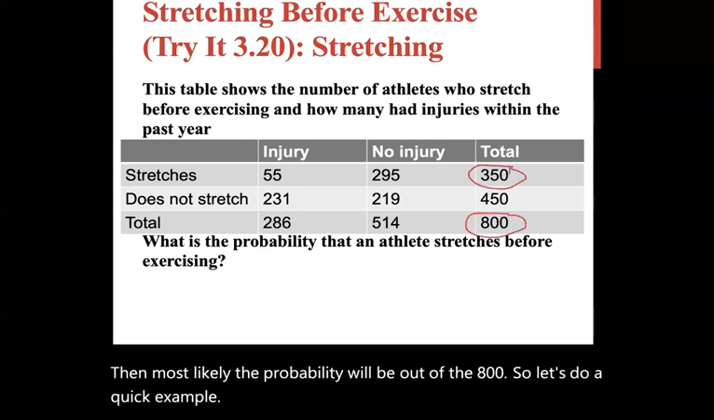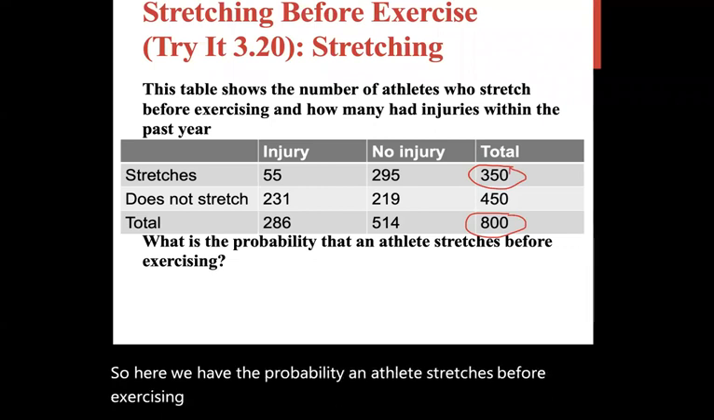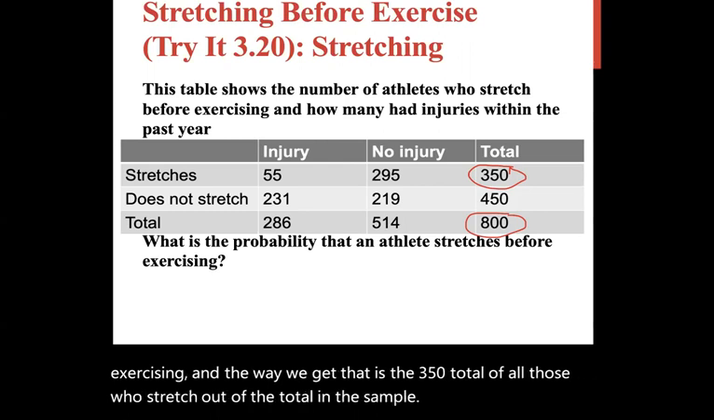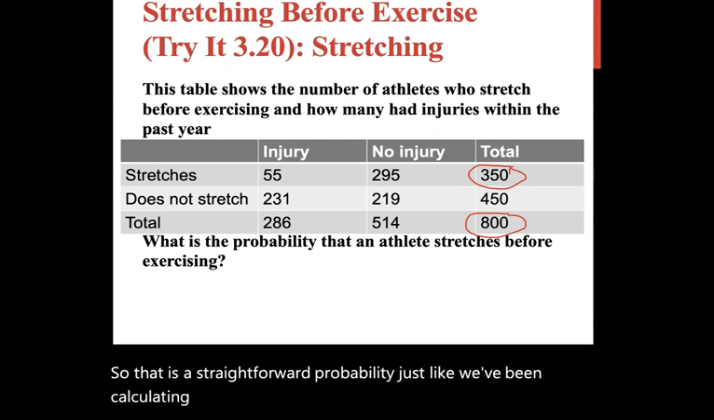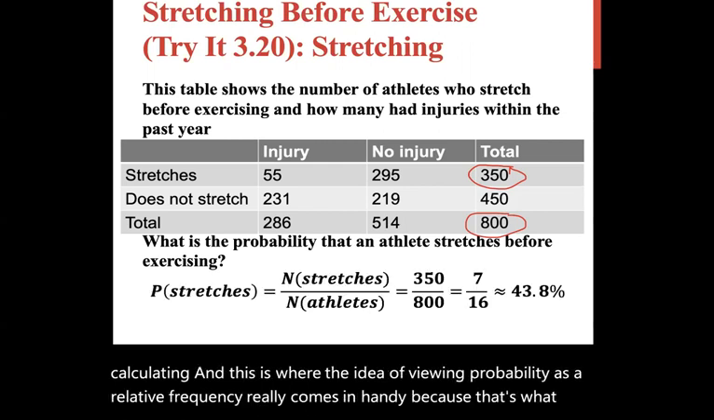So let's do a quick example. Here we have the probability that an athlete stretches before exercising. And the way we get that is the 350 total of all those who stretch out of the total in the sample. So that is a straightforward probability, just like we've been calculating. And this is where the idea of viewing probability as a relative frequency really comes in handy, because that's what this is.